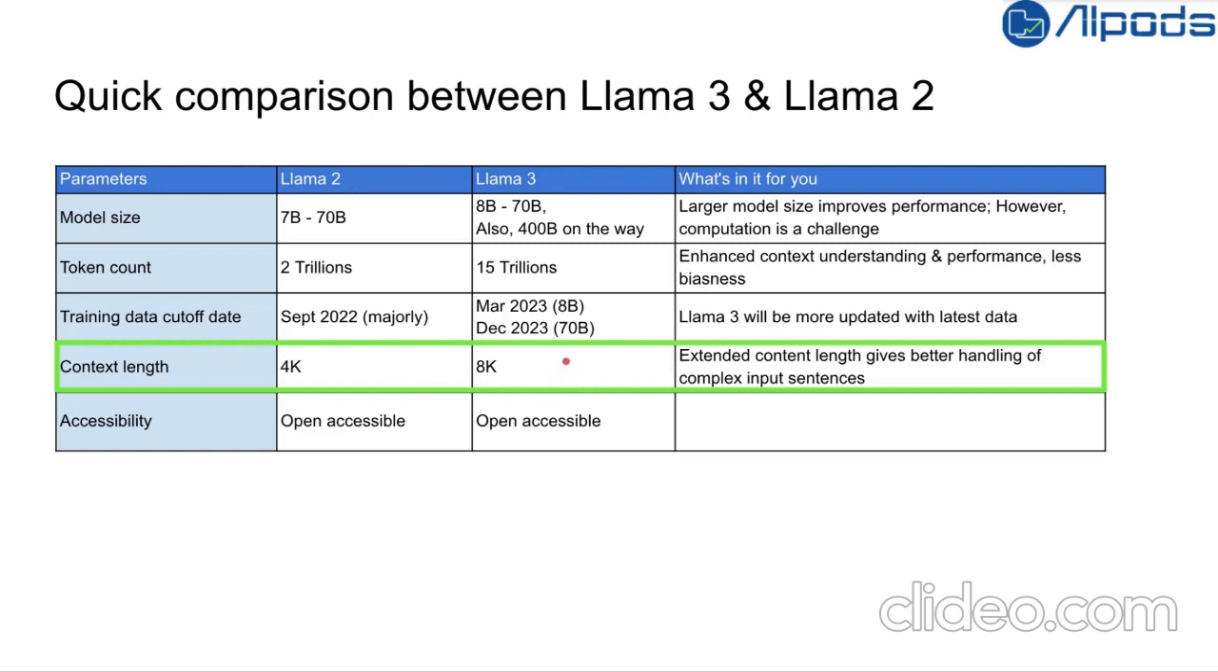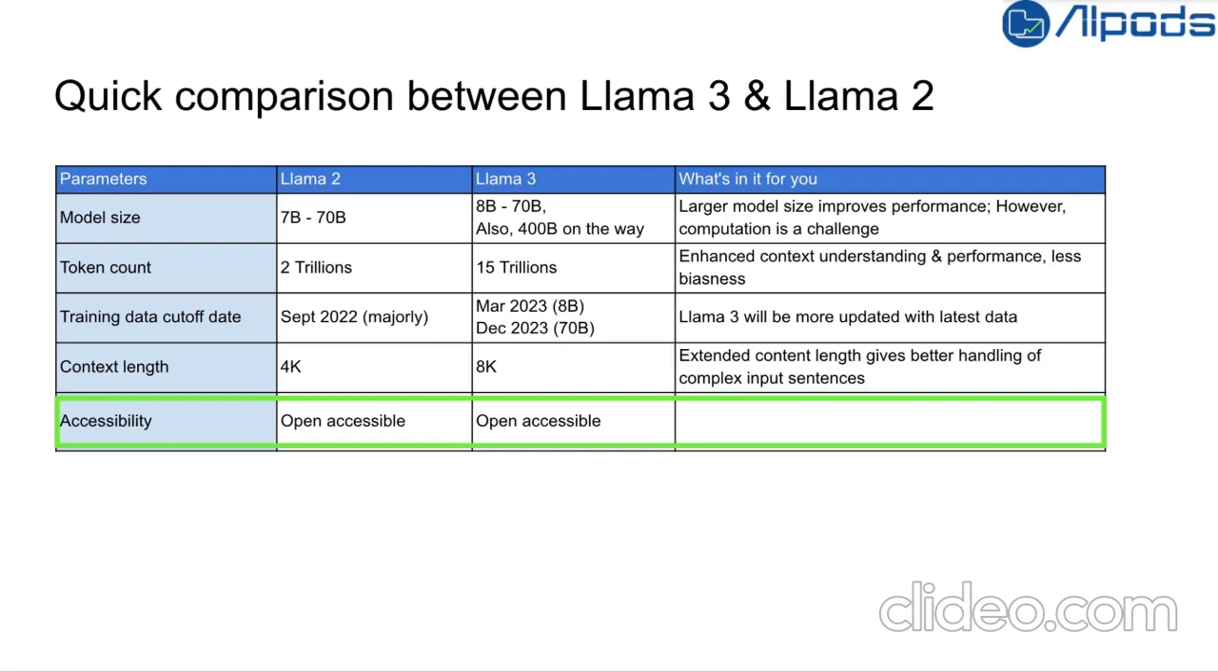Now coming to the accessibility part. Open accessible is more related to open source, but with some restrictions. That's why the company has chosen the words very carefully. Not exactly open source, but open accessible, with a few restrictions. However, it is very easily accessible for research and commercial use, so there is no need to worry, and anyone can access it.